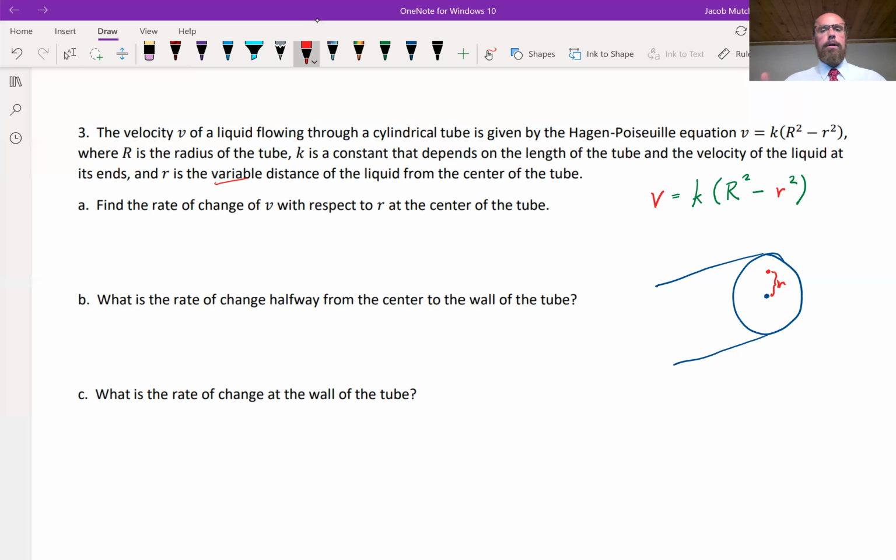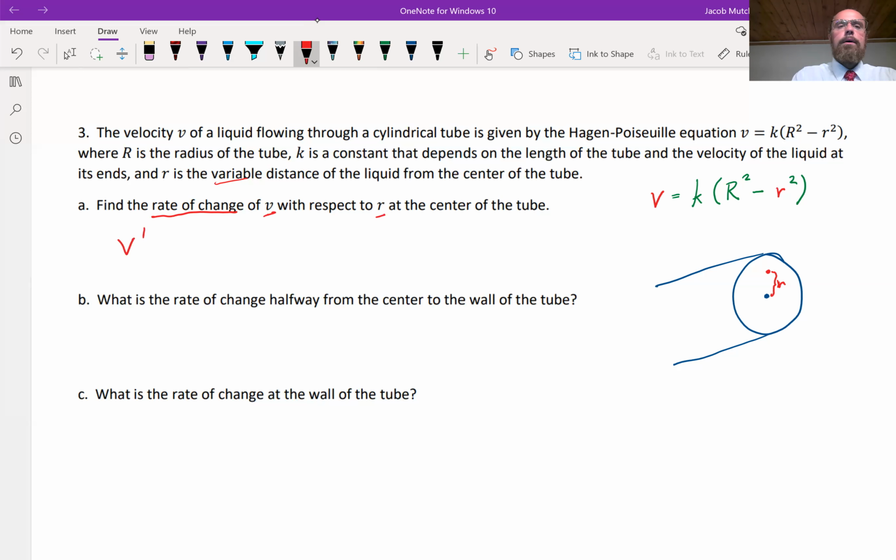So when I go to part A, which is my first question, find the rate of change of the velocity with respect to r at the center of the tube. Really, this is like a physics consideration where I'm looking at something like acceleration, but I don't need to think too much about that, because really all I need to identify is that I'm looking for a rate of change of v with respect to small r. What's that mean for us? I just need to find the derivative of this equation. So I'm going to take the derivative of the velocity equation.